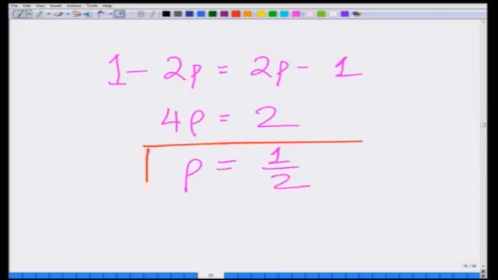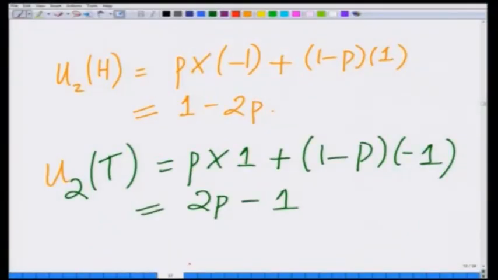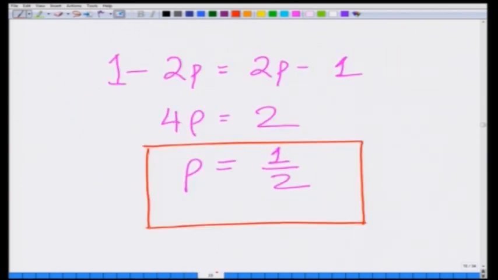And therefore, when p is equal to half, that is when player 1 is choosing heads with probability half and tails with probability half, that is he is randomly choosing heads 50% of the time and tails 50% of the time, it makes sense for P2 to employ a randomized strategy, because only in that scenario is his payoff from heads, 1 minus 2p, equal to his payoff from tails, 2p minus 1.